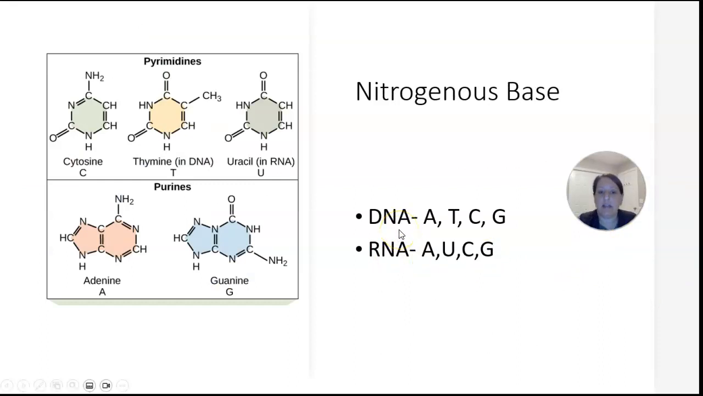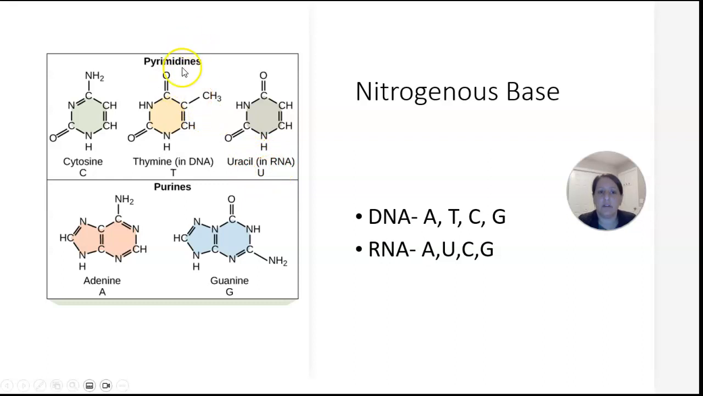So in DNA, we find the bases adenine, thymine, cytosine, and guanine. Those are the 4 bases found in DNA. Now RNA is very similar. There is guanine, adenine, and cytosine, but RNA does not have thymine. In its place, it has uracil. Okay, so just a little bit of a difference.